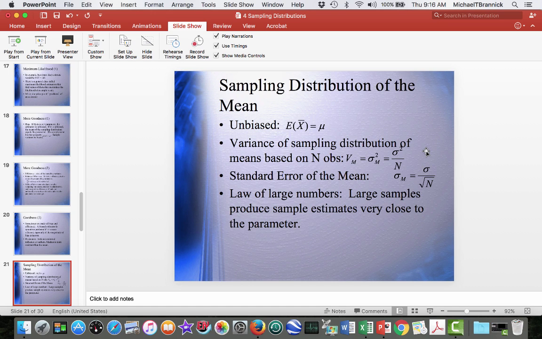Law of large numbers says that large samples produce estimates very close to the parameter. So if you get a big sample, your sample estimate should be close to the parameter, and that makes sense. The bigger the sample, the better the guess. All right, so there's the sampling distribution of the mean. We can get a small standard error if we have lots of people.